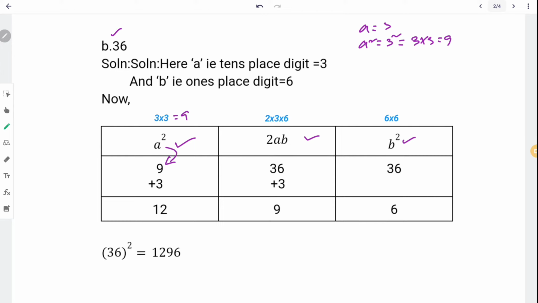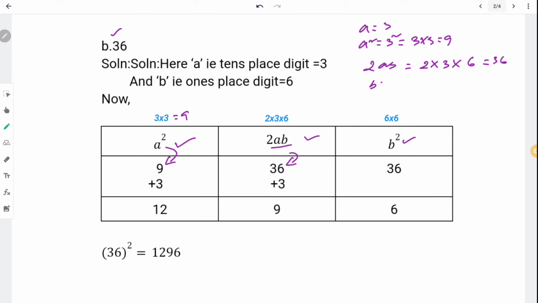Clear? Once we're done with that, now let's go to twice AB. Twice into A is 3, and then B is 6, so 3 times 6, 6 6s are 36. So twice AB, we get 36. Let's do the last, B square.